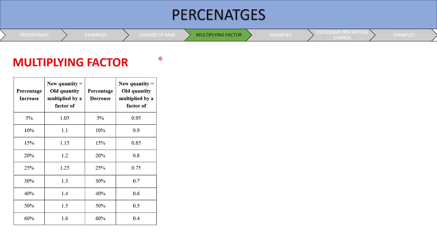There is also one more slide for that, which is how you can express 5% increase. So 5% increase, you will write as 1 plus 5 by 100, which equals 1.05. 10% increase, you will write as 1 plus 10 by 100, which equals 1.1.